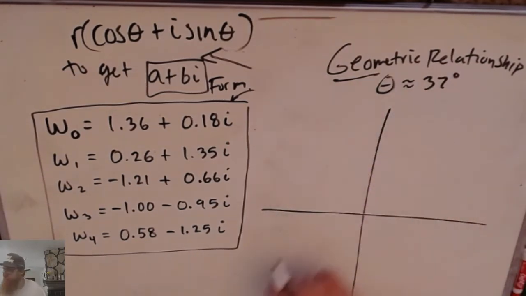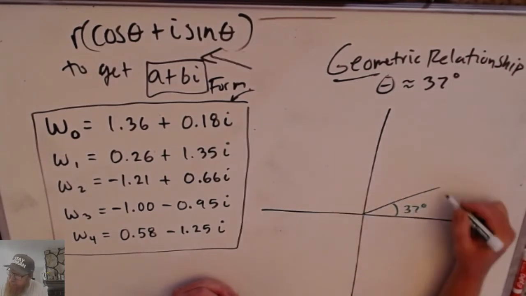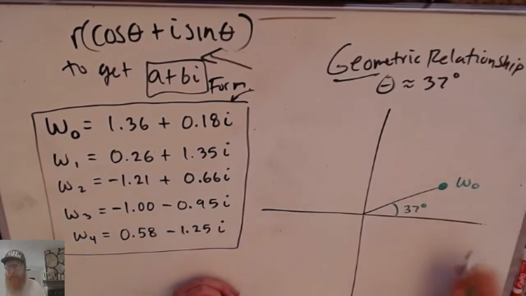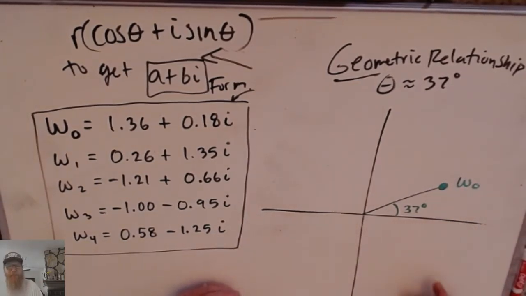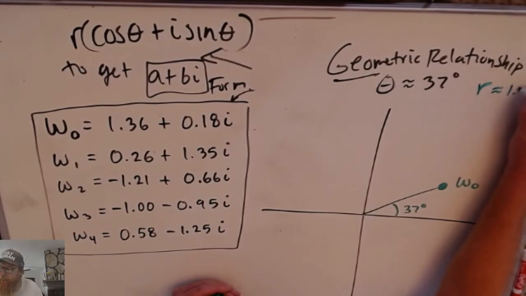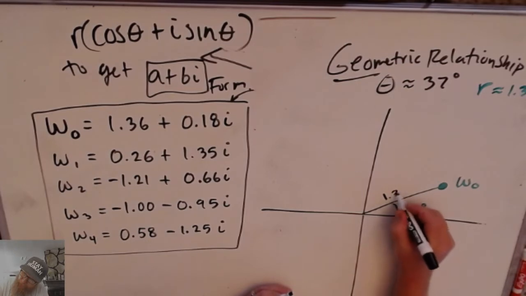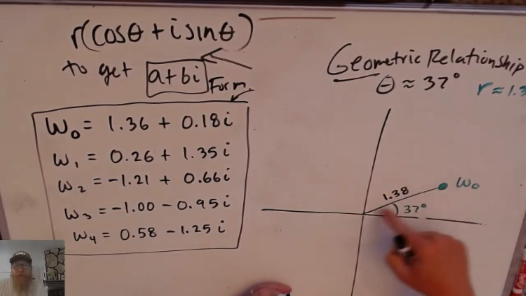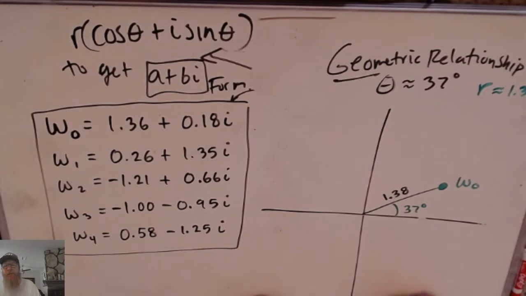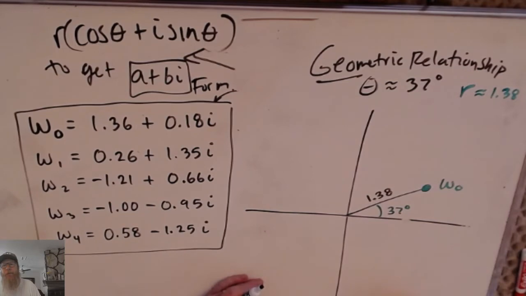So what does that 37 degrees mean? It means that your initial solution was approximately 37 degrees above the polar axis, or what we used to call the x-axis. All right. And then the modulus was 1.38. That's the length of the hypotenuse, if you think of that as being a triangle in trigonometry. So that's your r, 1.38. Okay. So that's what omega 0 means.